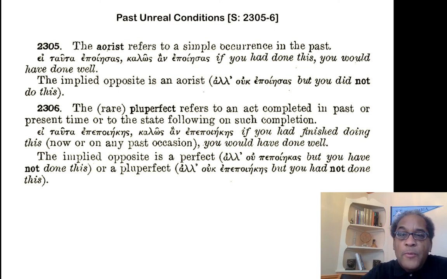Now, the rare pluperfect refers to an act completed in past or present time, or to the state following such a completion. And you can check that out for yourself. It's Smyth 2306.